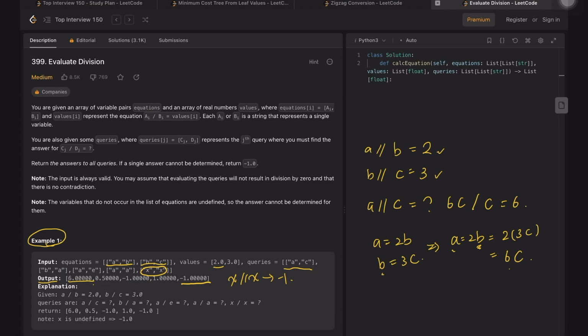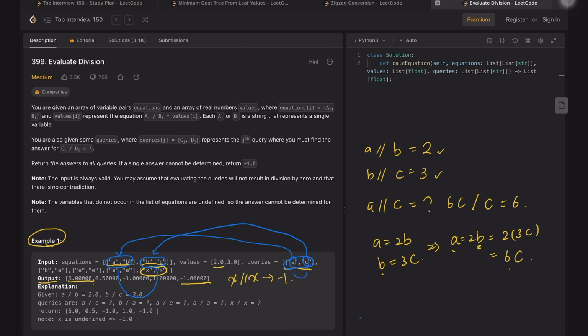So from the first observation, we are given two equations, AB and BC, and we are also given a query that is AC. So we know that the A comes from the first equation and the C comes from the second equation. They want to find the relationship between A and C. It seems like we have to figure out how we can combine the first equation and the second equation.